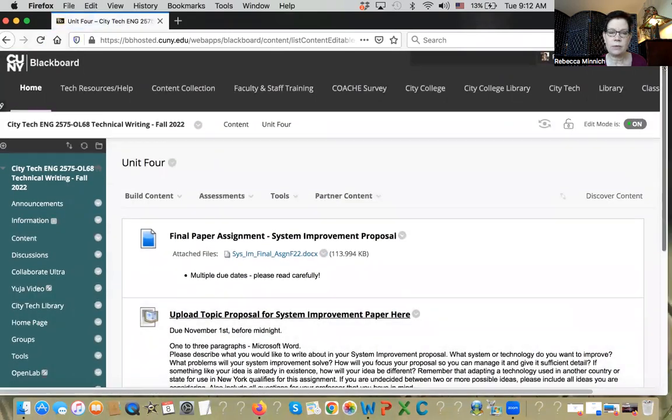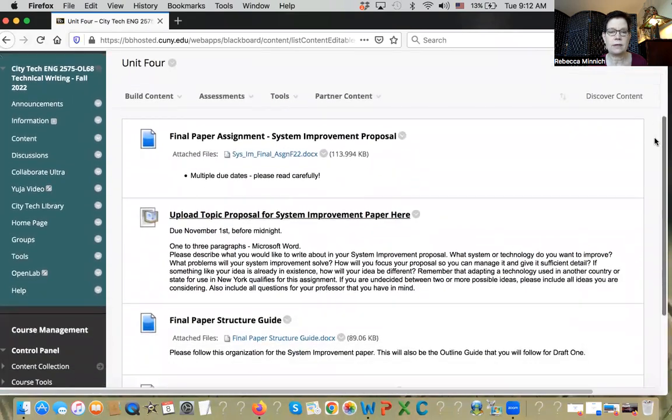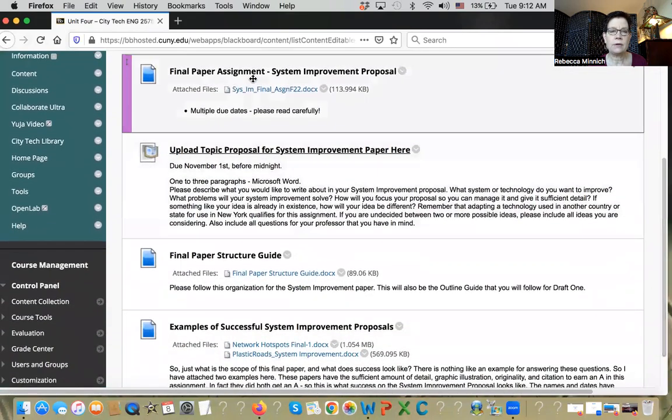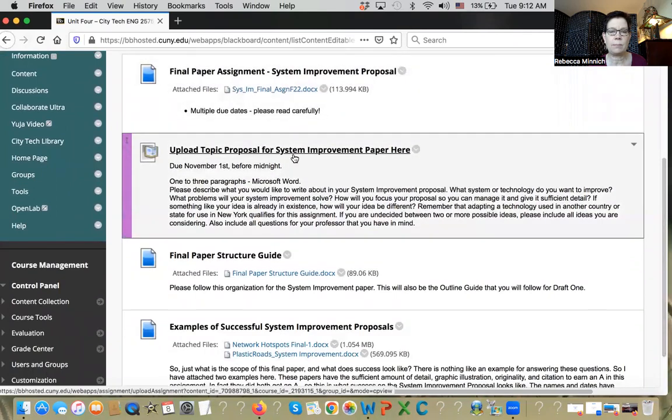And you will notice in the Unit 4 folder, under the final paper assignment, the topic proposal upload prompt, and note that that was due November 1st, right? So anybody who has not yet turned in a topic proposal, it's now 1 week overdue. Those of you who did turn in a topic proposal, I returned all of the topic proposal grades back. And we'll talk about that in a little bit.